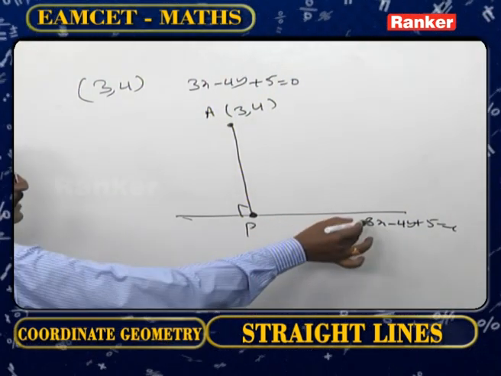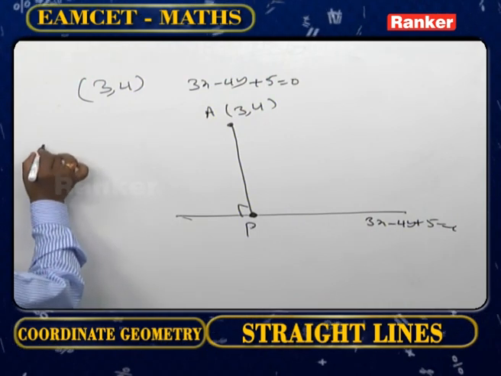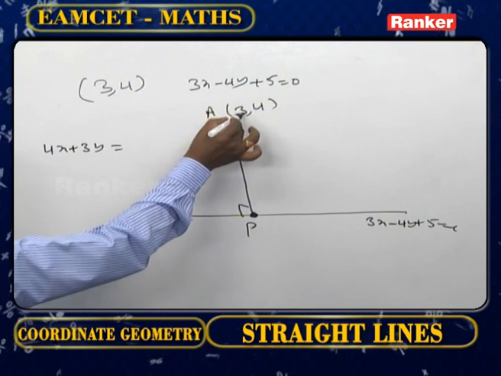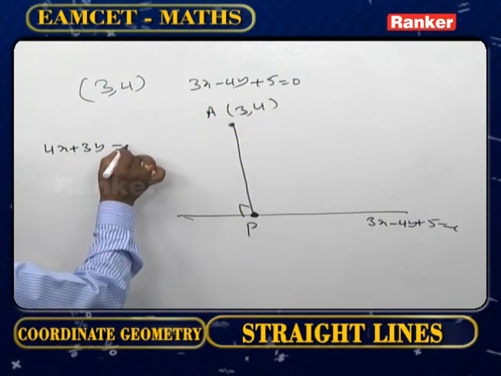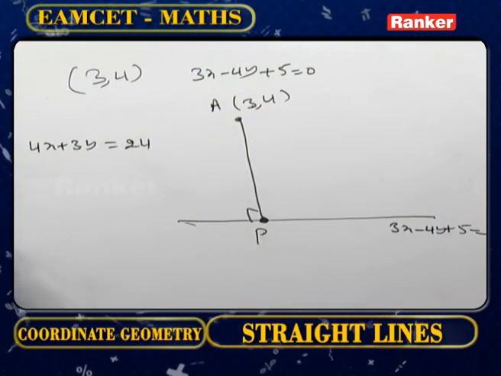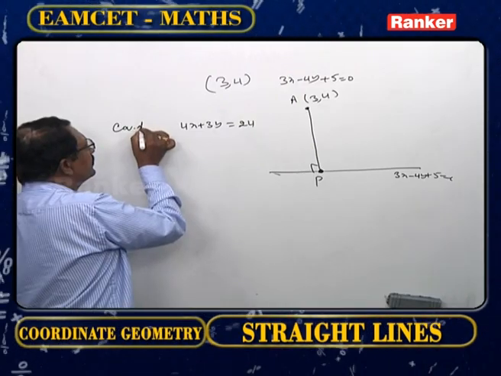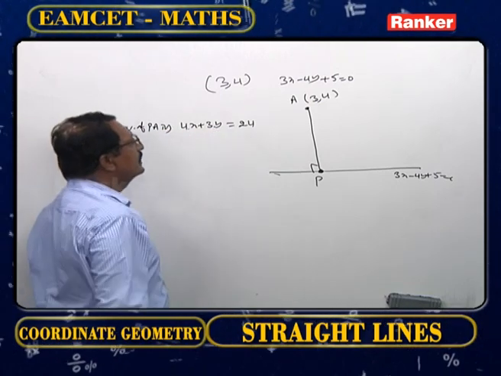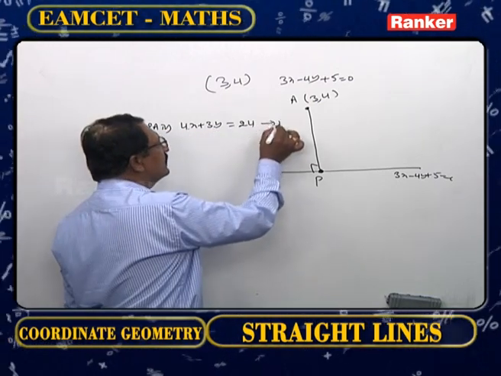Now, the perpendicular line is 4x plus 3y equals, substituting the point, 12 plus 12, 24. Now, the equation of PA is 4x plus 3y equals 24. It is considered equation 1.